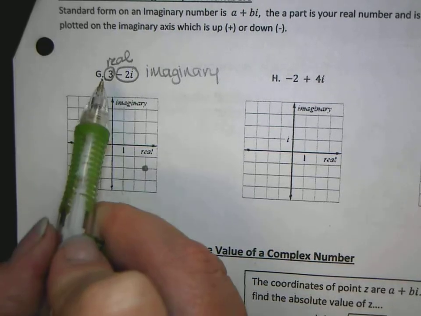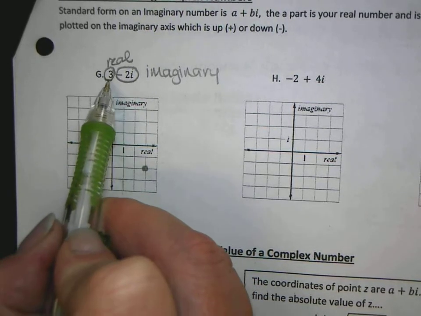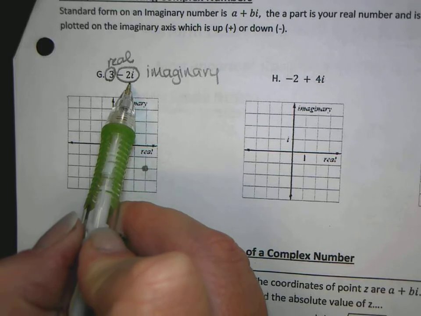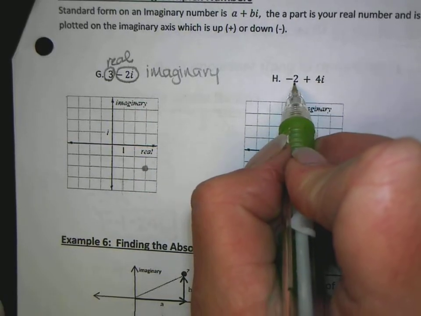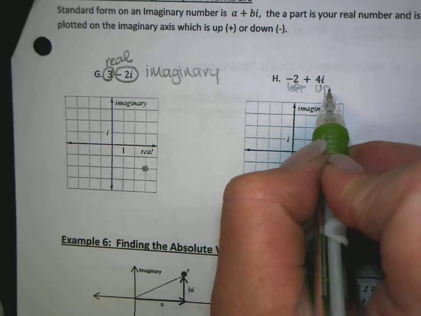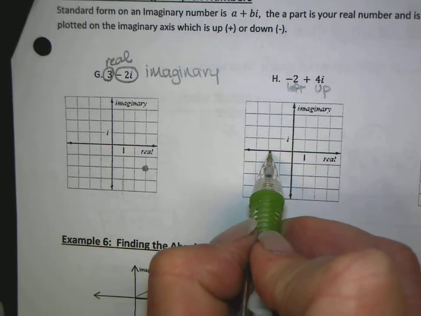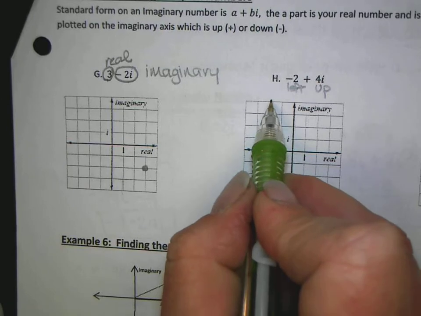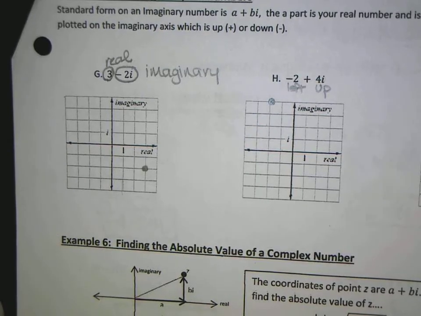So you kind of treat this as the X coordinate and the Y coordinate. Left or right, up or down. So here, this would be left 2, and this would be up 4. So left 2, up 4. And it would be that point right there.